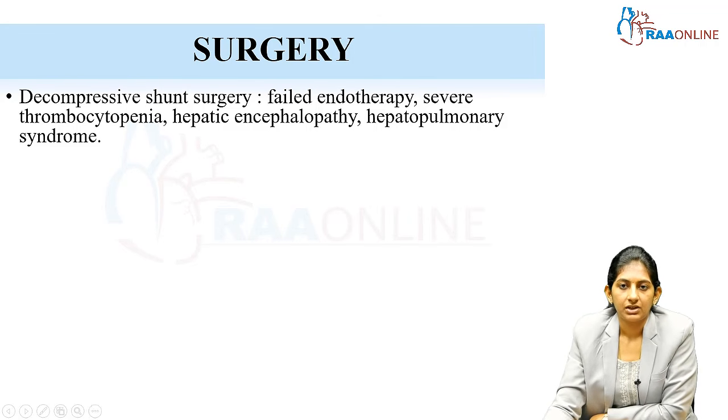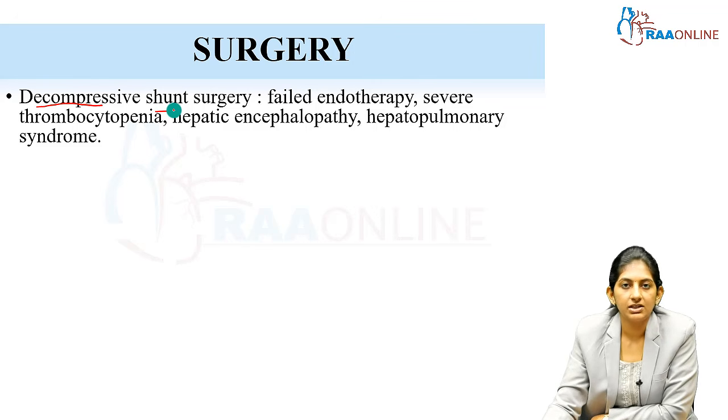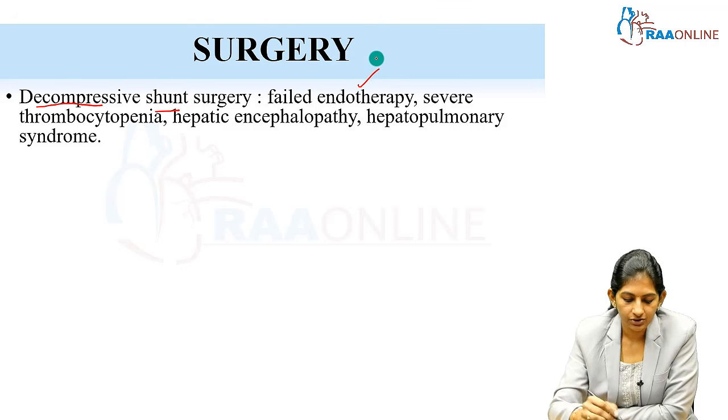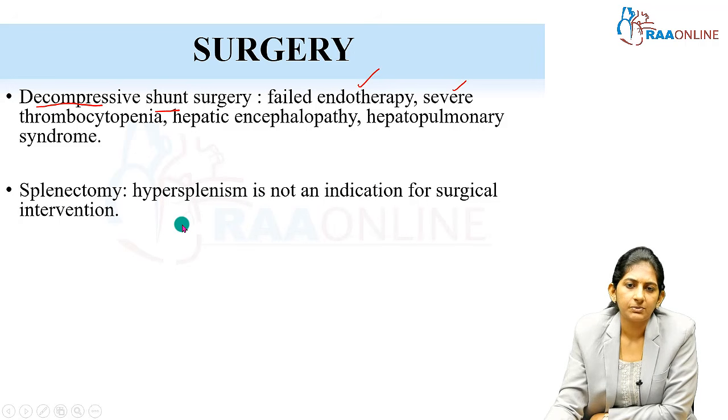So surgery. Surgery is indicated when there are recurrent variceal bleeds that are not amenable to endoscopic variceal ligation or sclerotherapy. Surgery is going to be decompressive shunt surgery, where you create a shunt between the portal and the systemic circulation. When there is failed endotherapy, severe thrombocytopenia, or the child has hepatic encephalopathy or hepatopulmonary syndrome, you do this decompressive shunt surgery.